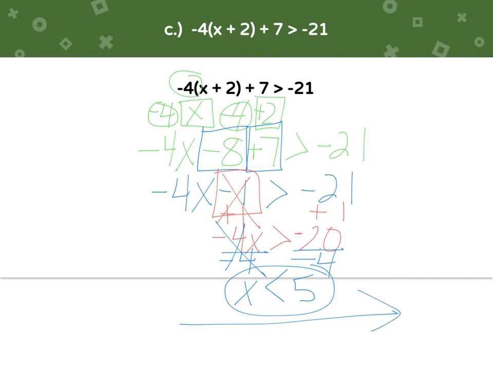Now you draw your number line, put 0 on it, put 5 on it. Because it's not equal to, it's just going to be an open circle, and less than goes to the left. So your answer is an open circle at 5 with an arrow going to the left.